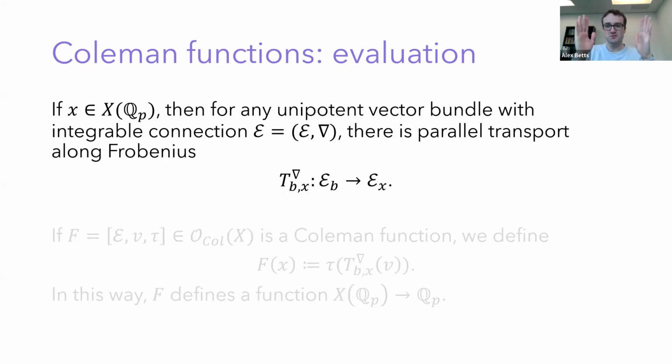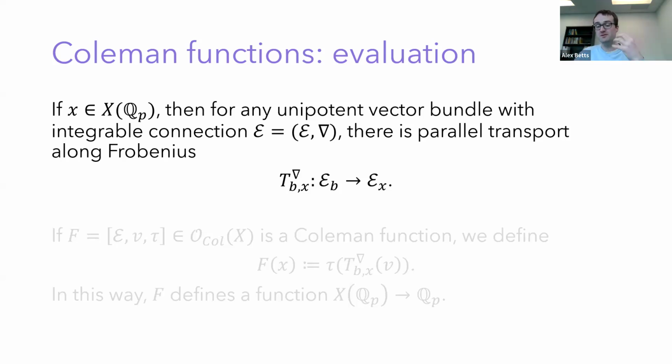The name here is warranted because if I choose x really, really close to b, this is just the thing you get by integrating up the connection. But the miracle is that you can pass even between different residue disks in this theory.